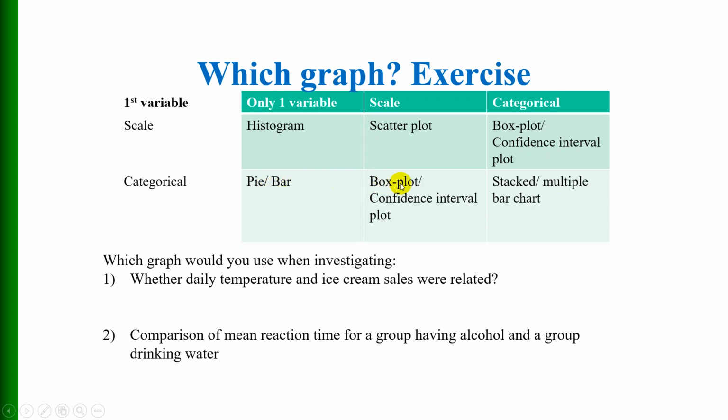And for categorical, we may use a pie chart or bar diagram or bar graph. We may also use a box plot, confidence interval plot, and we may also use a stacked multiple bar chart for categorical variables.